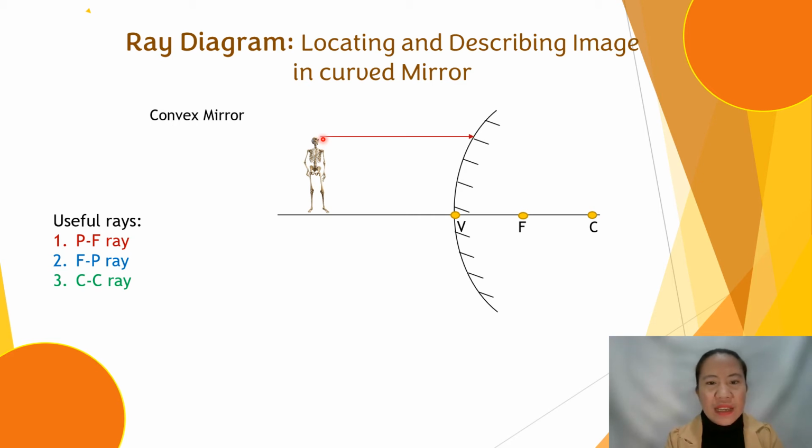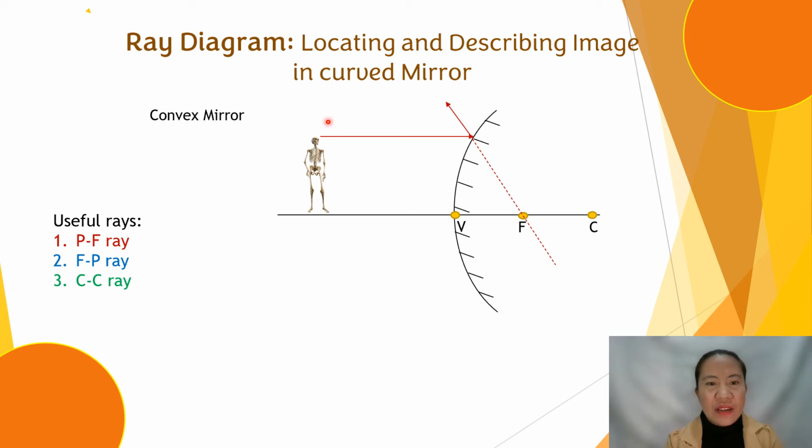Then, a light ray that is passing through the focal point. Why is that a broken line? Because it is a mirror, our light cannot pass through. So we will assume that this particular light ray is virtually passing through that point. The actual ray will be reflected at a certain angle.